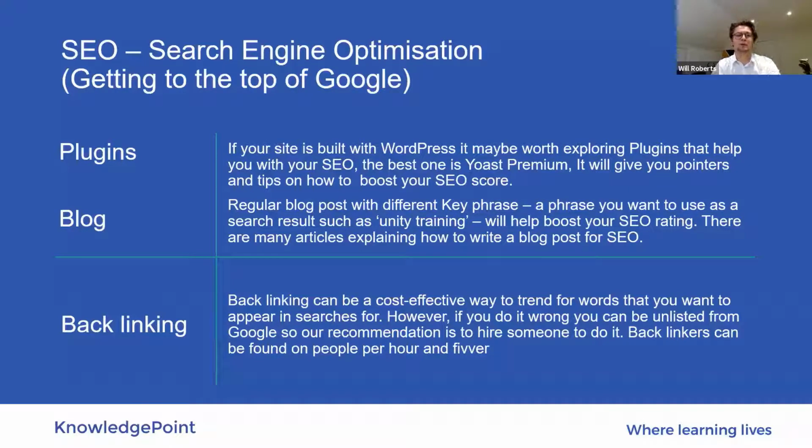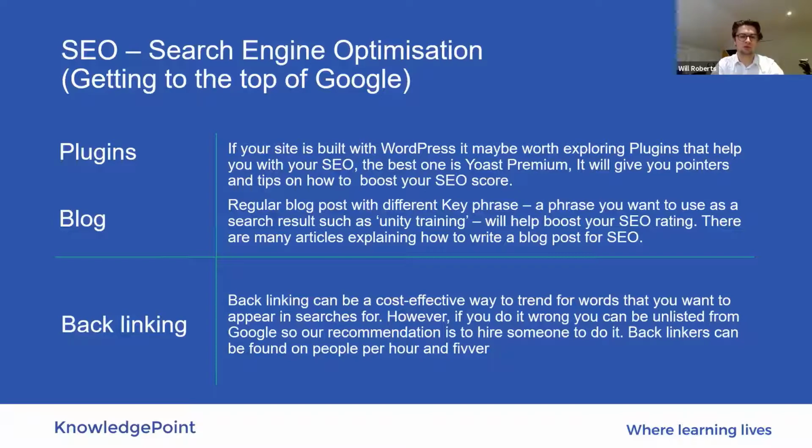So search engine optimization, or getting to the top of Google. This is one of the more important ones, and it's very competitive, but you need to be very careful to do it the correct way. So plugins are a very good way of increasing your SEO. If you have a WordPress site, then plugins will help you boost it. We recommend Yoast Premium, which is a very good one, and will give you boosters and tips on how to obtain higher. If you use other builders such as Squarespace or Wix, they also have SEO functions, so you should definitely utilize those and take the key points.